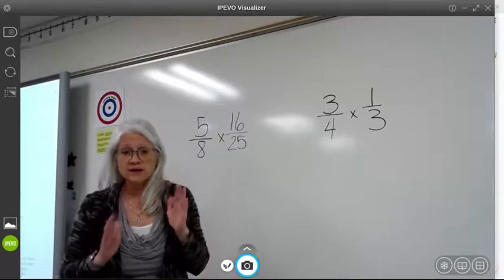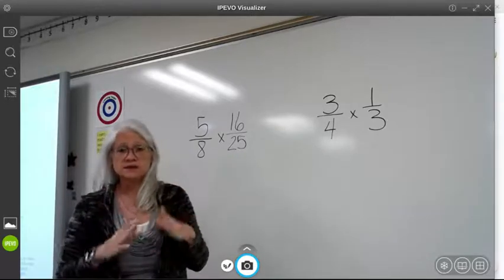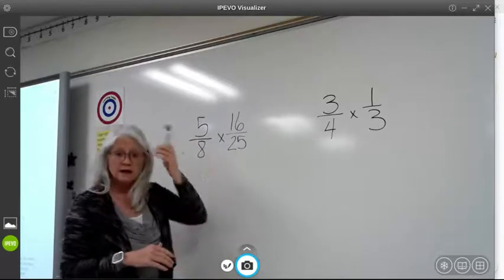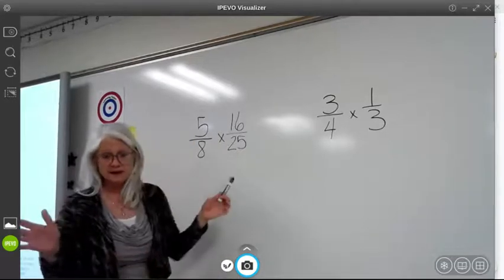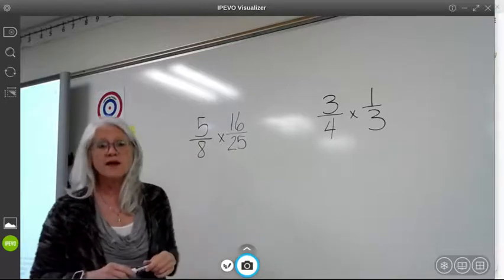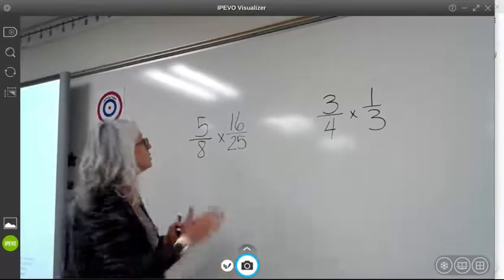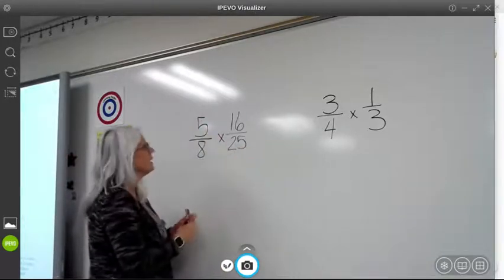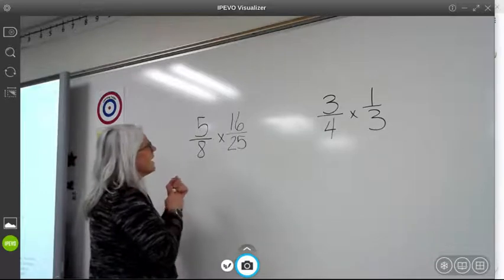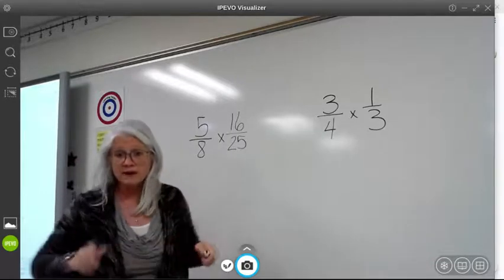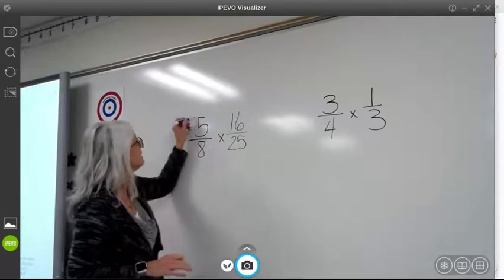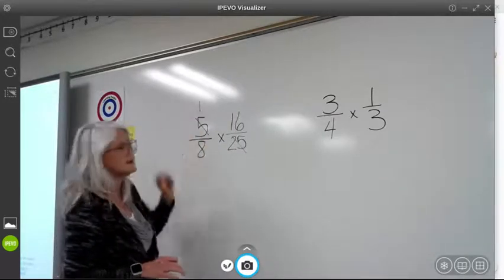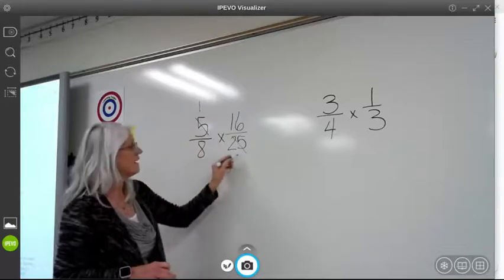So before you even get started, you can start reducing within the problem. And the way you can do this is by looking diagonally. If you can divide those two numbers by anything that's the same, like if they have a greatest common factor, you can divide them by that factor and make these numbers smaller. When I'm looking diagonally, 5 and 25 are both divisible by 5. So I'm going to divide them both by 5. 5 divided by 5 is 1. 25 divided by 5 is 5.